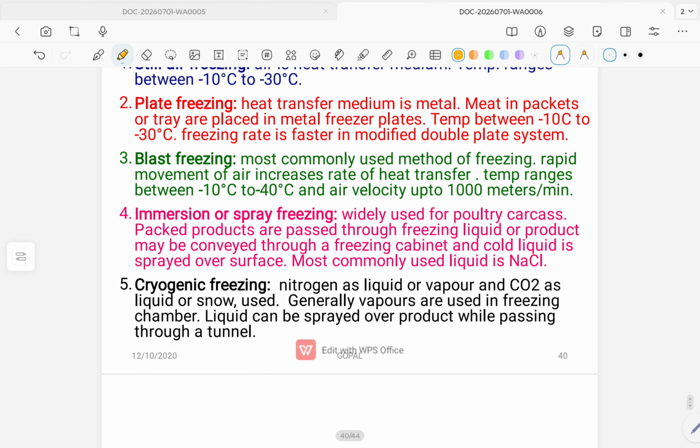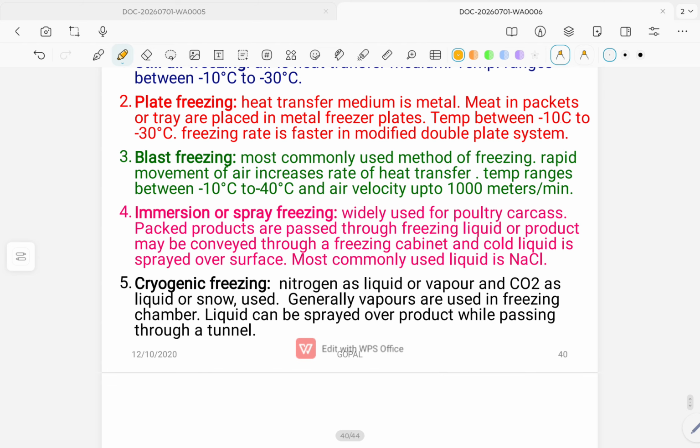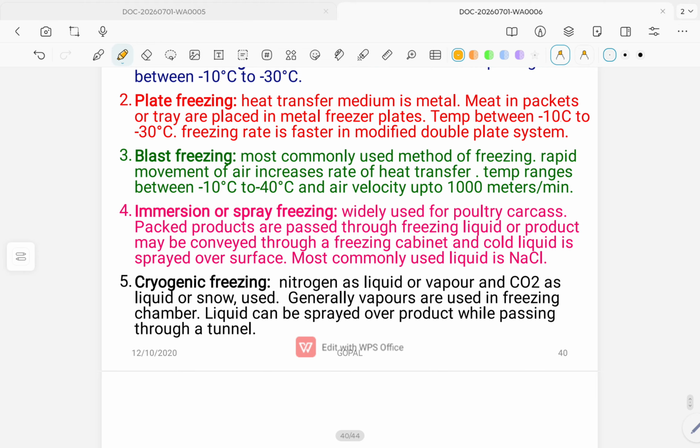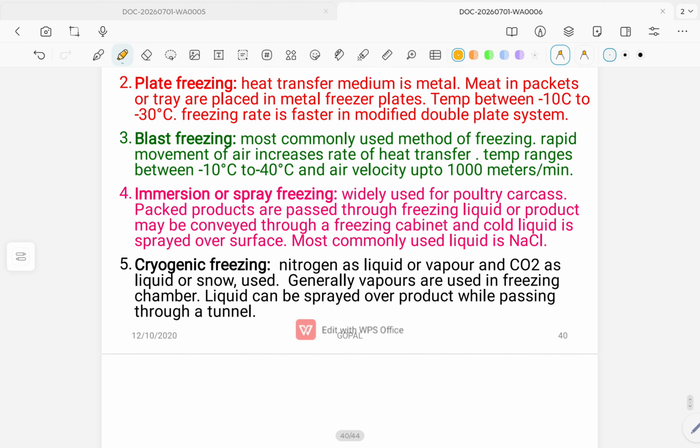Blast freezing, the most commonly used method for freezing. Rapid movement of air increases rate of heat transfer. Temperature range is between -10 degrees Celsius to -40 degrees Celsius, and air velocity up to 100 meters per minute.